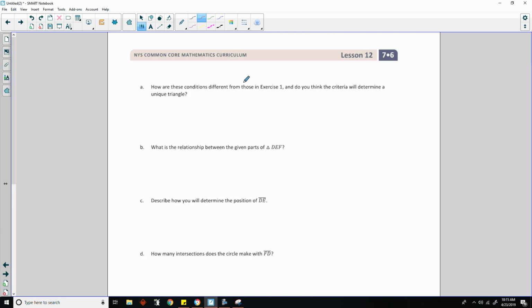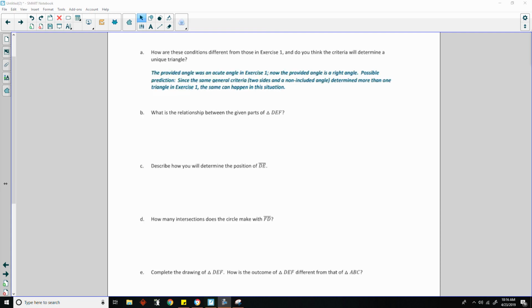So how are these conditions different from those in exercise 1? Do you see the criteria will determine a unique triangle? Okay, so the provided angle was an acute angle in exercise 1. Now the provided angle is a right angle. Possible prediction: since the same general criteria, 2 sides and a non-included angle, determine more than one triangle in exercise 1, the same can happen in this situation. That would be your assumption before drawing it.